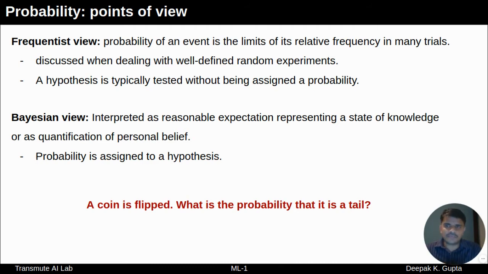If you are a frequentist, how would you respond? A frequentist would say, I don't know whether it's a head or tail. You might know it, but as long as I don't see it, I will not answer. If the frequentist sees a head, he will say the probability that it is a head is 100%. If a frequentist sees a tail, they would say the probability of the tail is 100%.